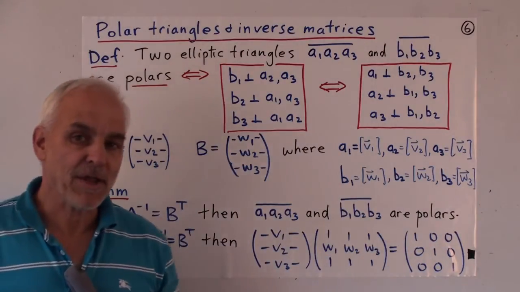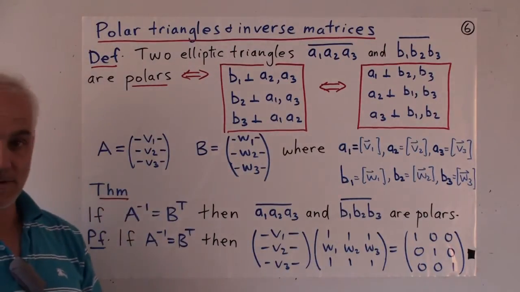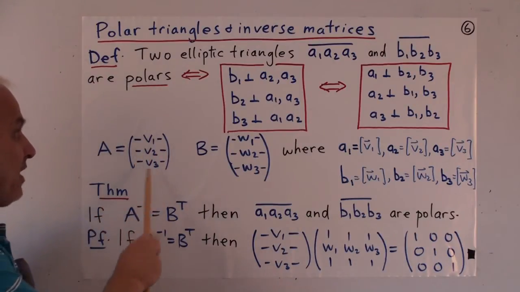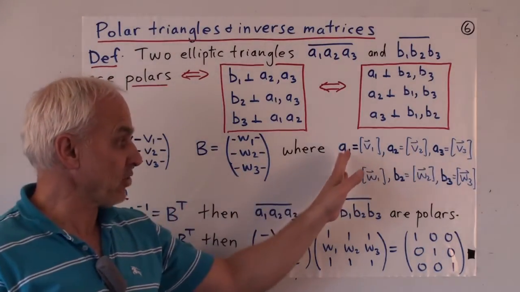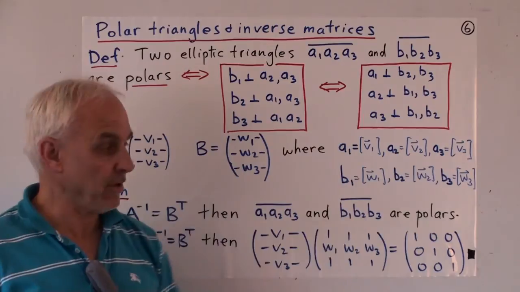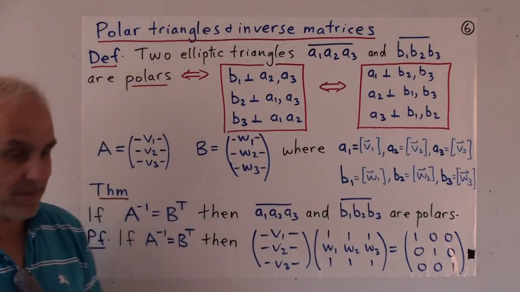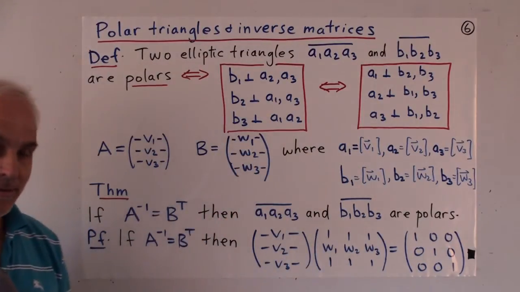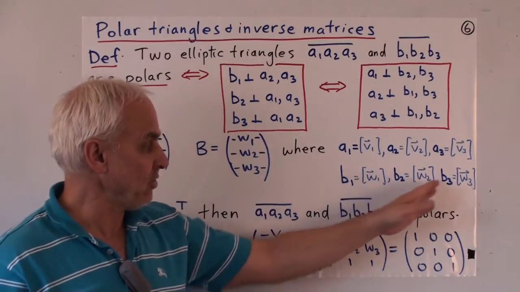So algebraically, we can understand this very nicely with these matrices that encode the elliptic triangles. Let's say A is the matrix whose rows are V1, V2, V3, where V1, V2, and V3 are vectors in the directions A1, A2, and A3. And here is the corresponding matrix B, whose rows are W1, W2, and W3, which are vectors in the directions of B1, B2, and B3.